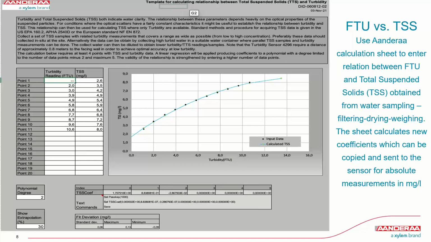And here on the left hand side, you see an Excel sheet that we supply with the sensor. And that gives you the possibility of putting in your calibration values, and then after that entering these calibration values into the sensor. So if you continue to work at a specific site, you can just copy these coefficients, which you see at the bottom here in the gray box, and send them to the sensor. And then the sensor will also give you the total suspended solids, TSS.